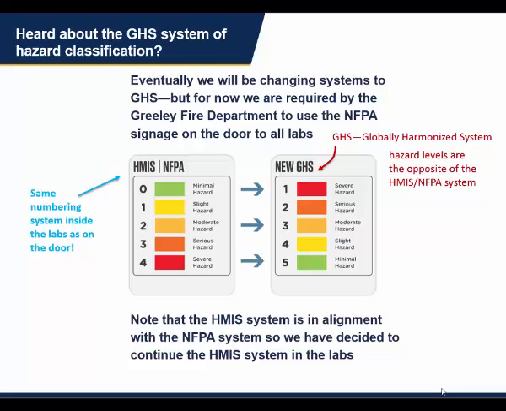So again, be aware that we're using the NFPA system on the doors. So all the diamonds on the doors are NFPA. Within the labs, we're using the HMIS system, but information will come in that's the GHS system. So how can you tell? Look for those pictograms that we talked about just a slide or two ago. So keep this in mind. It's very important that you know the differences. So why are we still using the NFPA system if everyone else is moving towards the globally harmonized system? Well, NFPA is required by the Greeley Fire Department to be on the doors. And because of the differences between the NFPA and the GHS, we've decided to maintain internal safety information in the HMIS because that's in line with the NFPA.